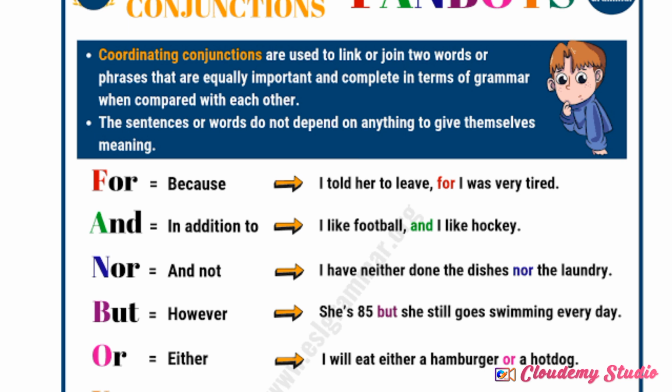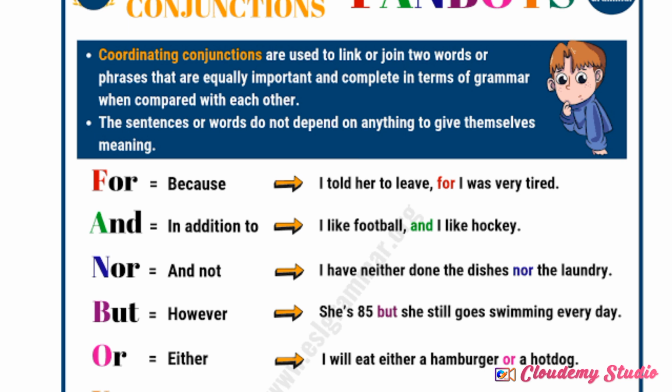I told her to leave. I was very tired. These are two different sentences. To make it a complete sense, I am using for here. I told her to leave for I was very tired. In addition, I like football and I like hockey. So we are adding something to the point. Is it hockey or football? If I like both, I will say I like football and I like hockey too.